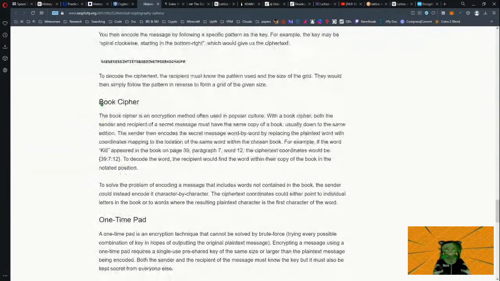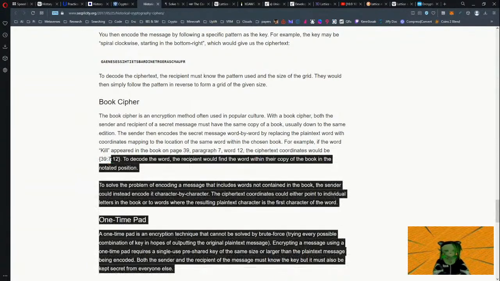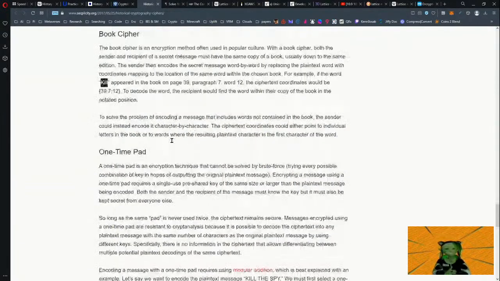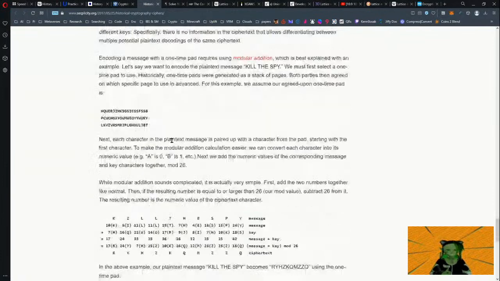So as we keep going, we see book cipher. Book cipher is not the same as we saw earlier. That was a decryptor or a key. Here, it'd be like using words in a book. So page 39, paragraph 7, word 12. That specific word is blah, blah, blah. And we keep going. You're going to get more and more.